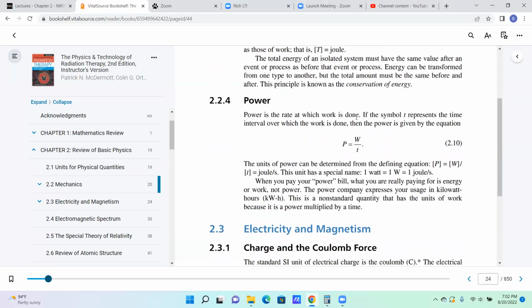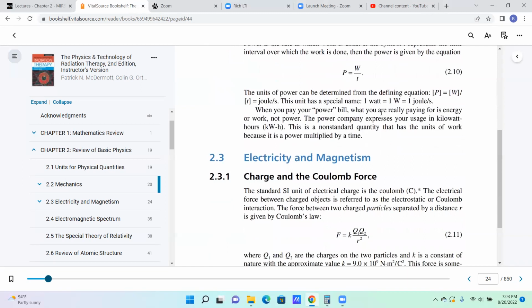So now we've discussed work and energy. Now we talk about power. Power is going to be the rate at which work is done. How quickly are you able to apply it? The more quickly you can apply a certain amount of energy, the more powerful the system is said to be. So if work is represented with W, and t is represented with time, then you take work divided by time, and it gives you the power of the system.